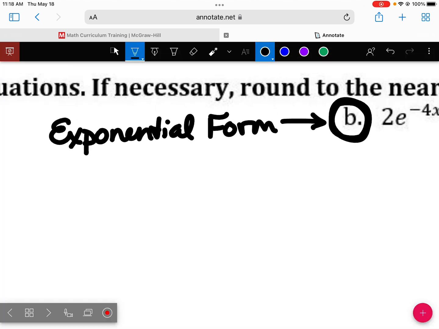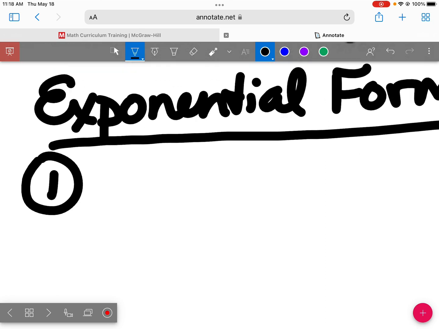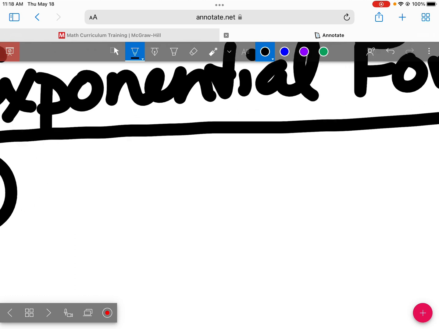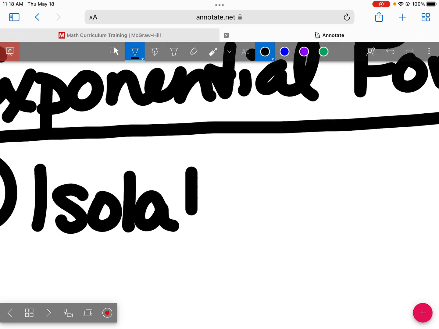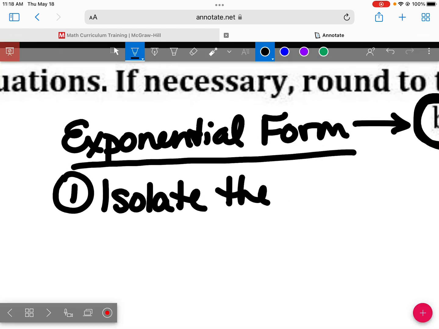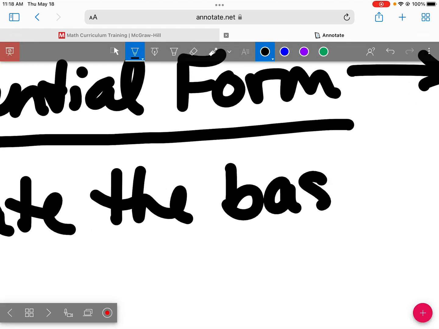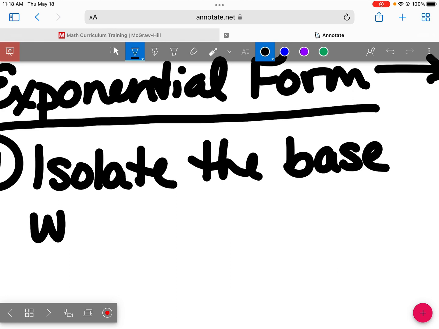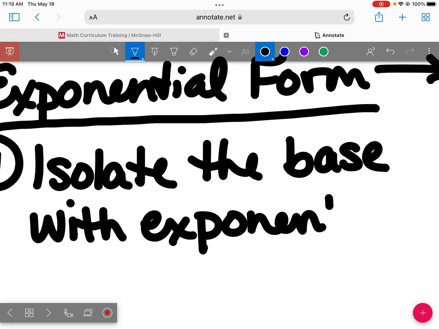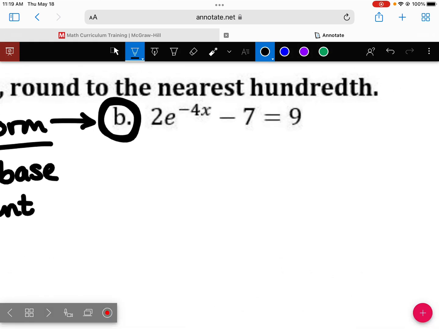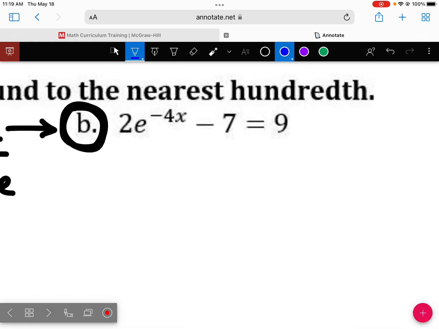When we have an equation that is in exponential form and we are supposed to solve it, the first step is to isolate the base with the exponent. We need to isolate the base with the exponent.